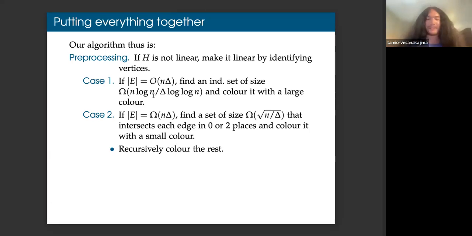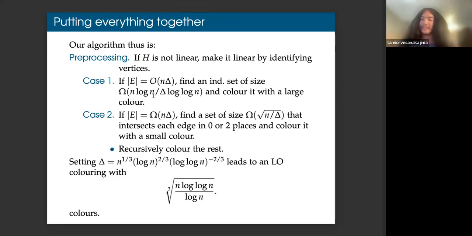And if you just do a simple application of the master theorem with this delta value, it gives you that this is the number of colors you use, which again is an asymptotic improvement from about square root of n to about cube root of n. So I was quite happy with it.